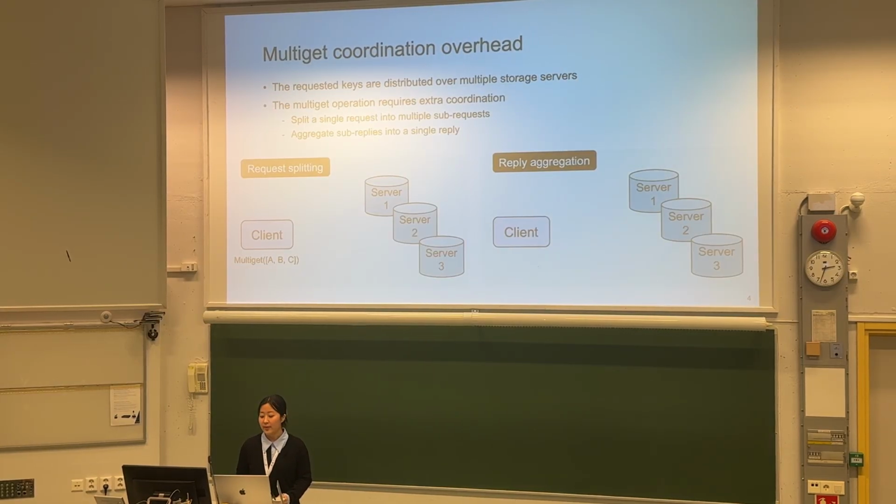However, today's services don't store all keys on a single server. Instead, the keys are distributed across multiple storage servers. This makes multi-get coordination more challenging because it requires extra coordination. Specifically, there are 2 main steps. First, request splitting, where a single multi-get request is divided into multiple sub-requests, each targeting a different server. Second, reply aggregation, where sub-replies from different servers are merged into a single reply, like this.